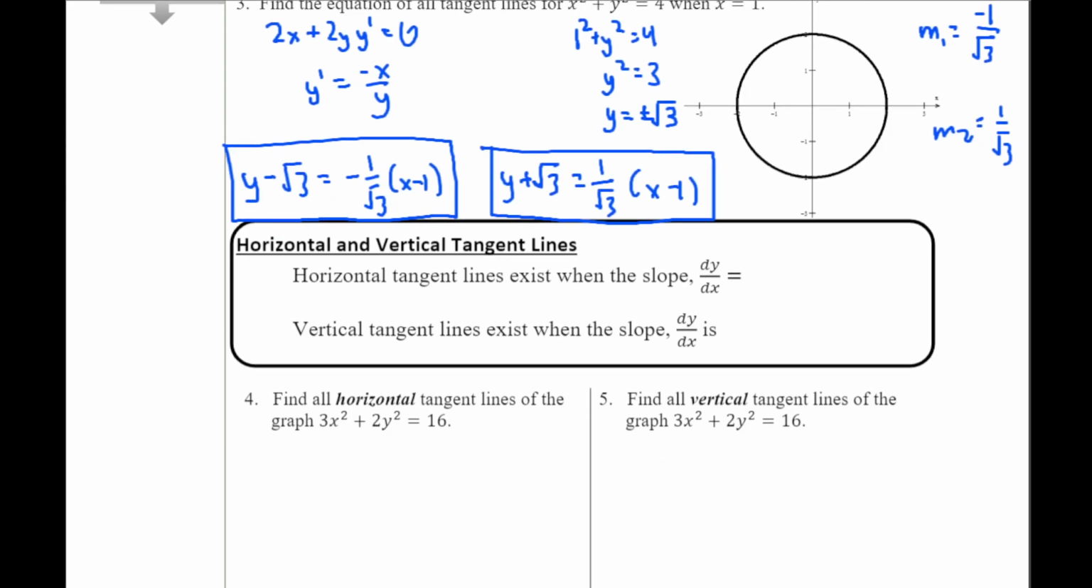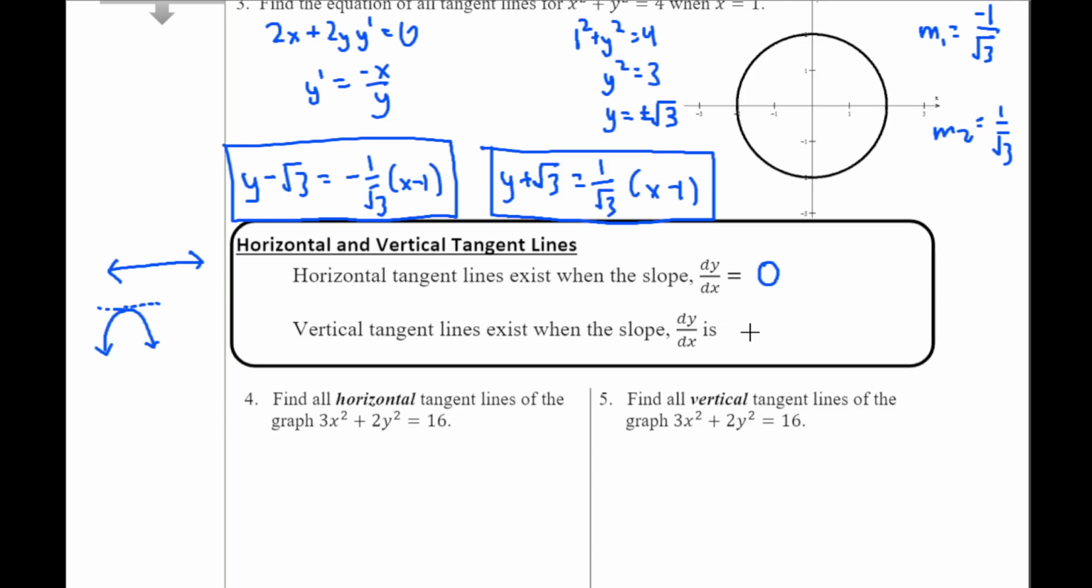All right. Horizontal tangent lines exist when the slope dy/dx is equal to 0. So this is where you have a flat line like this, where the slope is always 0, or maybe you have a curve here, and you see there's a horizontal tangent line right up here. But anywhere there's a horizontal tangent line.